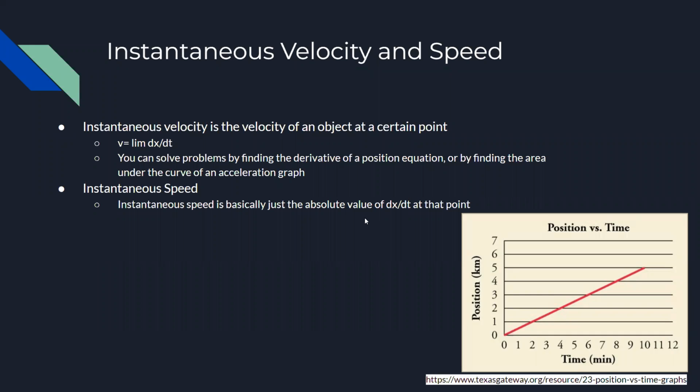Instantaneous speed is basically just the absolute value of dx/dt, or the instantaneous velocity, because again, speed does not take into account whether the position is positive or negative.